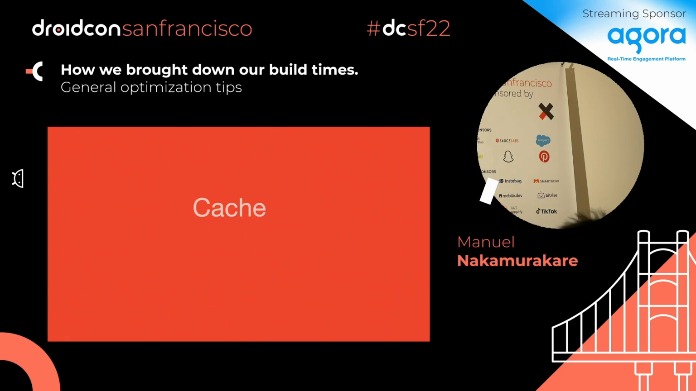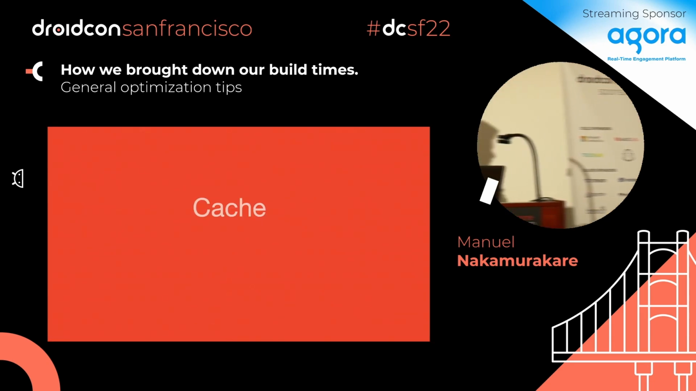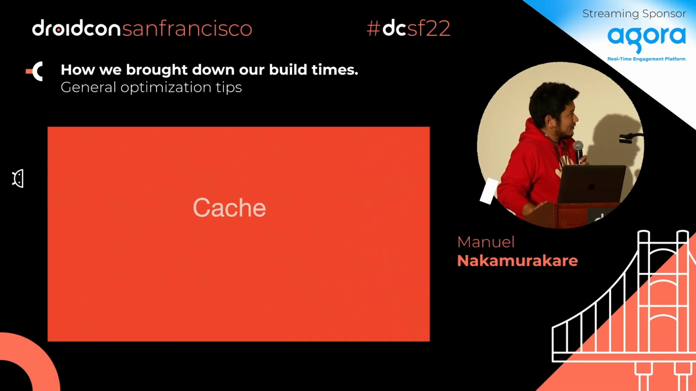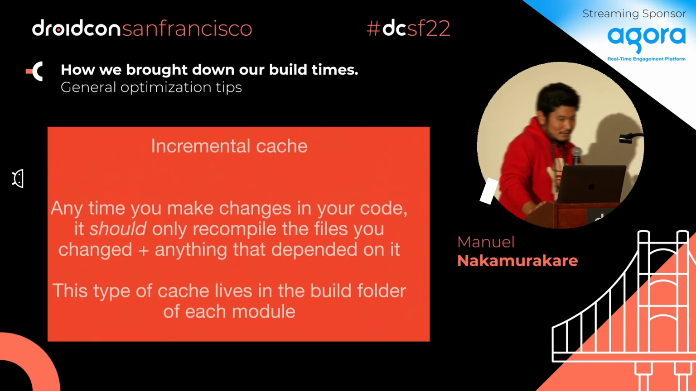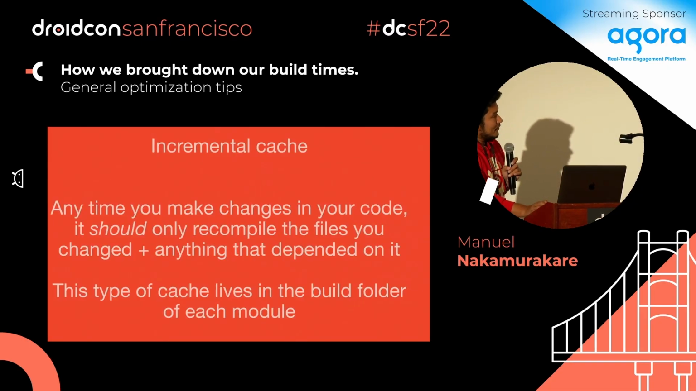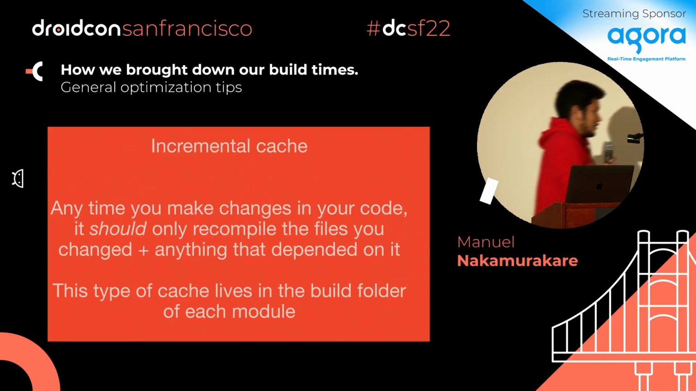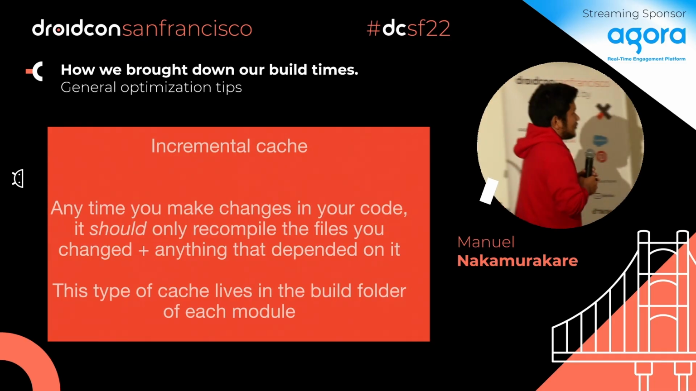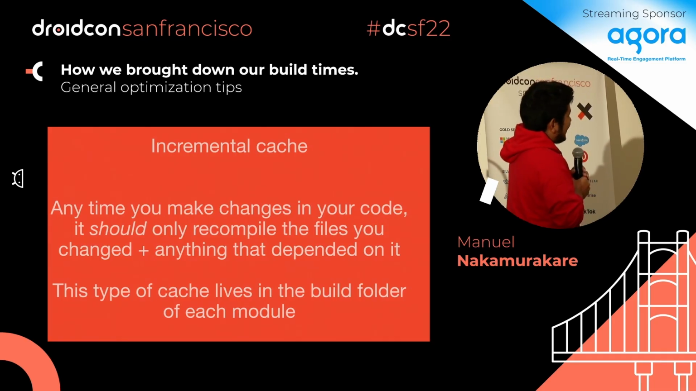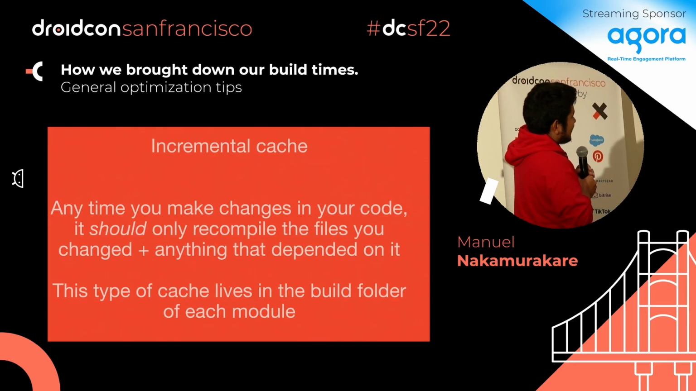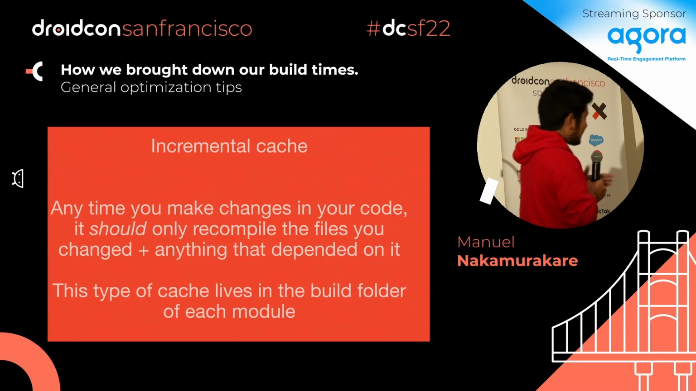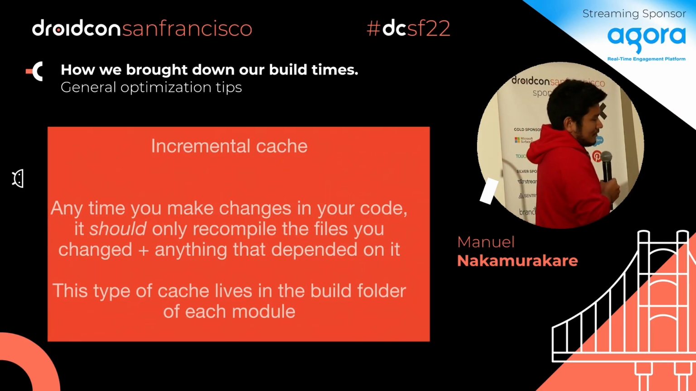So cache, this is the next big opportunity that we identified. Incremental cache. So this is one of the types of caches where we focused our efforts. So what's incremental cache? Anytime that you make changes to your code, it should only recompile files that you changed plus anything that depended on it. And this type of cache lives in the build folder of each module.